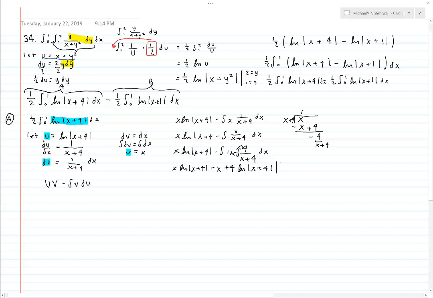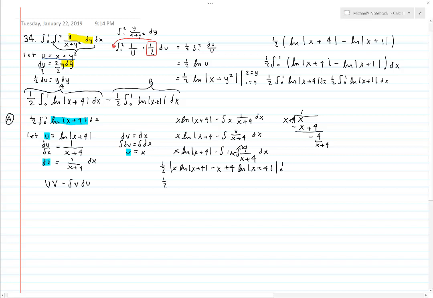And now this whole thing is from the integral. If we look back over here, it's from 0 to 1, and we have the 1/2. So this whole thing is from 0 to 1, and then we have the 1/2. So now we can plug it in. Looks like a lot, but it gets easier.